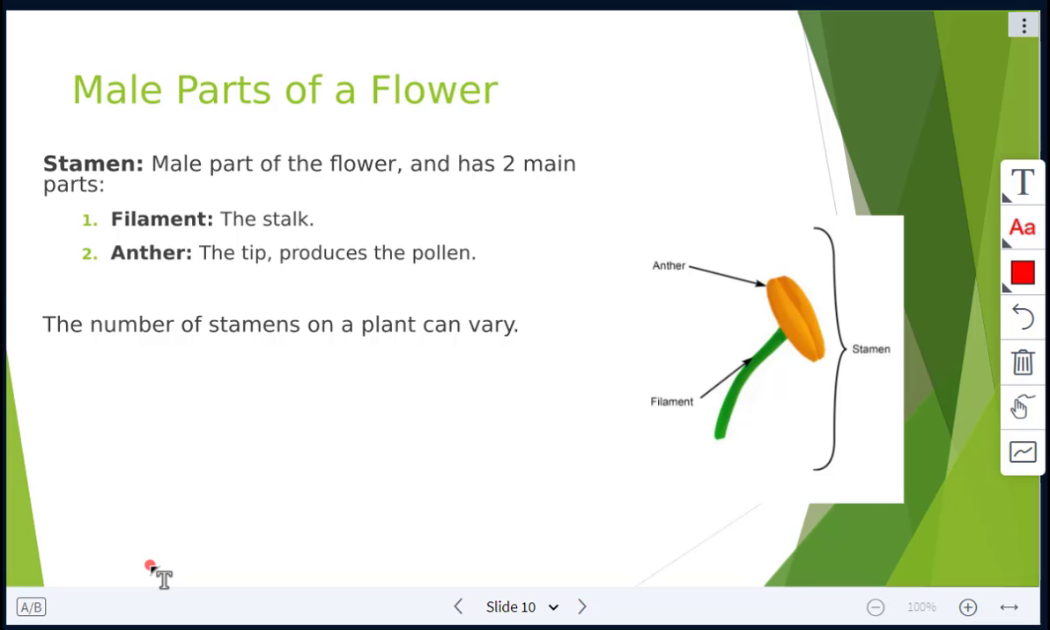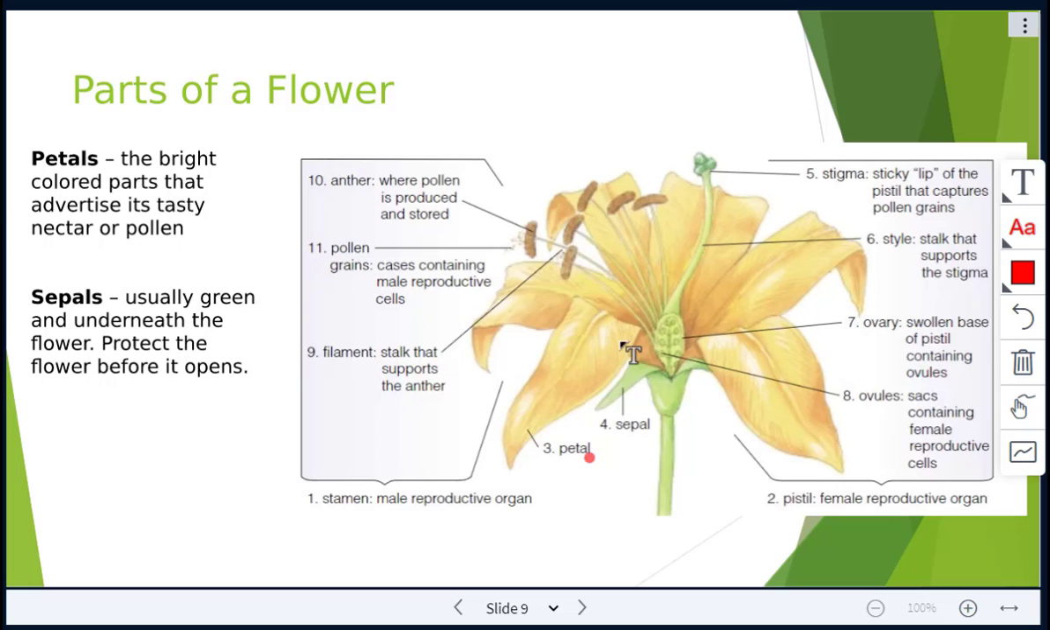So just looking at those parts in a little bit more close-up detail. The male parts of a flower, like I said before, the whole structure is called the stamen. The top part is called the anther, and the stalk-like structure is called the filament. So the filament is the stalk for support. The anther is where pollen is produced and stored. The number of stamens on a plant can vary. So if we look at the previous diagram, there were many stamens.